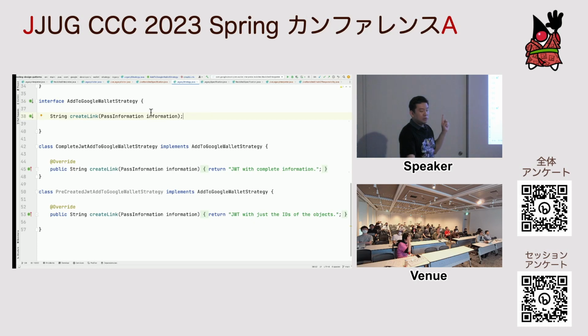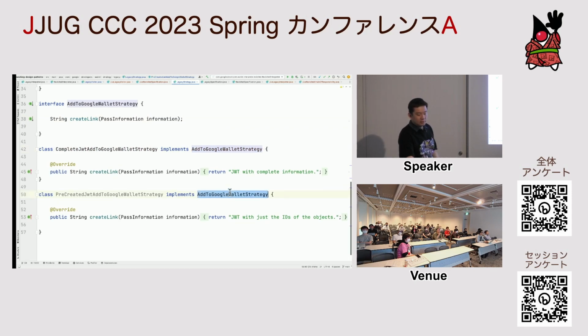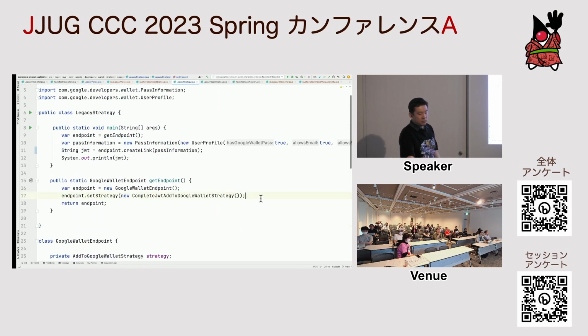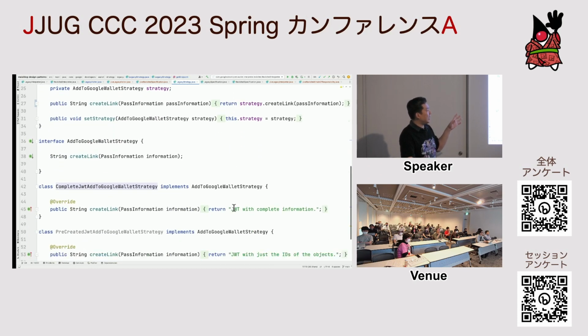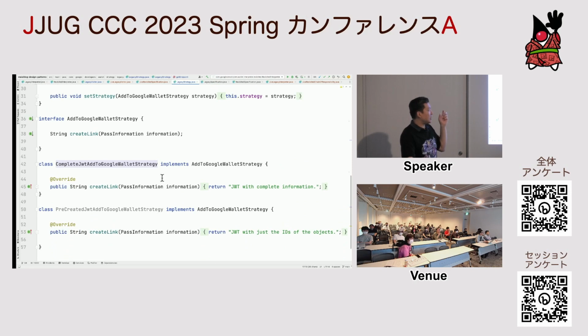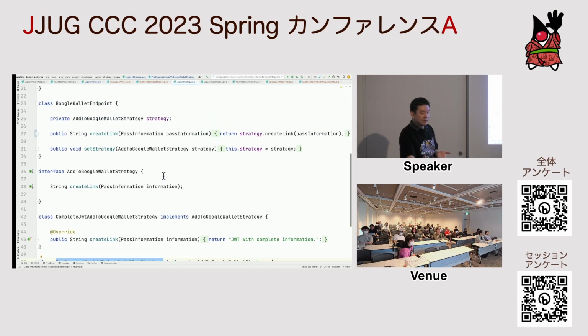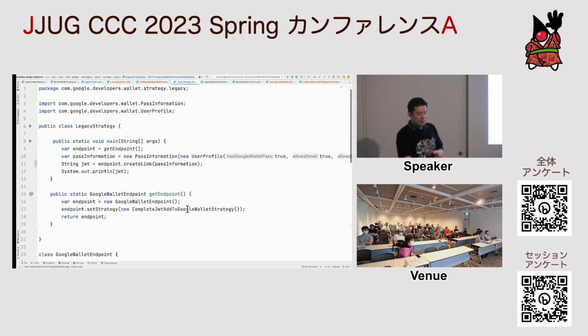So here, we used to create an interface with one method, and we would need to create concrete implementations, right? So I have here two different implementations for this. And when I'm creating an instance, I want to change the strategy. For example, in Google Wallet, you have two different ways of creating a pass. You can create a complete one, or you can generate a pre-created code. So I can change that at runtime just by changing the instance. So here, when I create a new instance of Google Wallet endpoint, I can change the implementation.